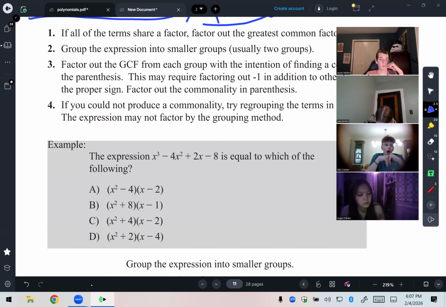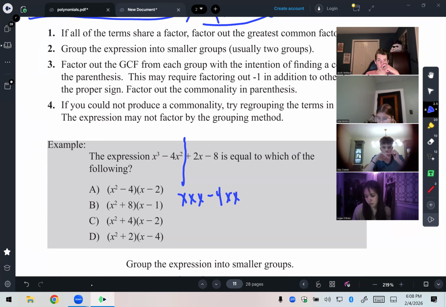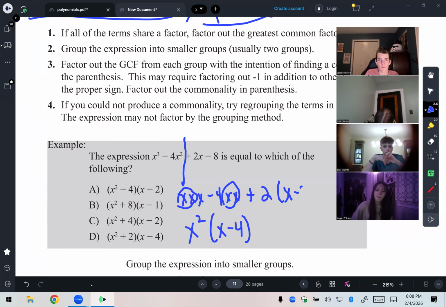So if you have this expression and you're trying to see what answer choice would work, you could pick a number if you got totally frustrated. But what they want you to do is divide it here. So we have x cubed minus 4x squared. We could take out an x squared. That'll give us x squared times x minus 4. And then in the second part, we can take out a 2, so we'll have plus 2 times x minus 4.